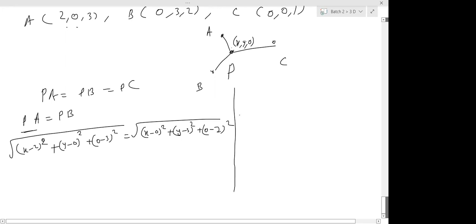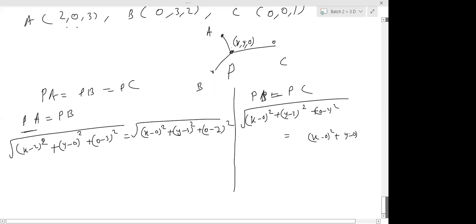This is PA equals PB. Also we can see PB equals PC. So PB, the square root of (x minus 0) whole square plus (y minus 3) square plus (0 minus 2) whole square, should equal PC, the square root of (x minus 0) whole square plus (y minus 0) whole square plus (0 minus 1) whole square. Solve these two and you will have the answer.